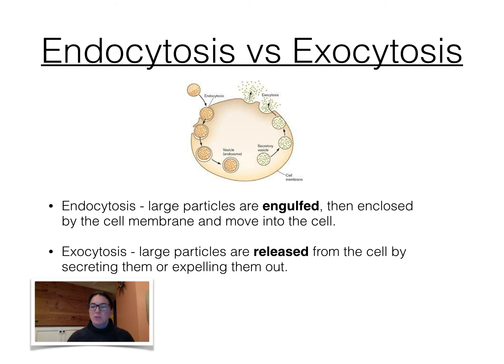So just a quick review, we had passive transport, which was osmosis, diffusion, and facilitated diffusion. And then we had active transport, which would be the movement of molecules against the concentration gradient. And then endocytosis and exocytosis.